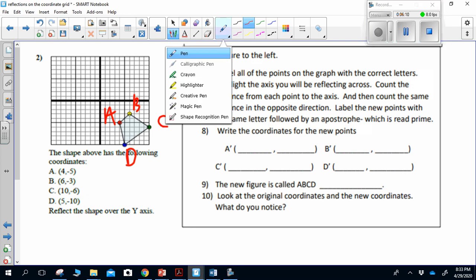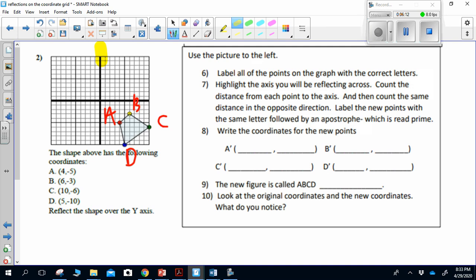So I'm going to draw my highlighter on my y-axis, and then I'm going to count. So to get to A, I would have gone 4 to the right and 5 down. So to get to A prime, I'm going to go 4 to the left and then 5 down. So there is my point A prime. And then to get to B, I would have gone 6 to the right and 3 down. So since I'm reflecting across the y-axis, I'm going to go 6 to the left and 3 down.